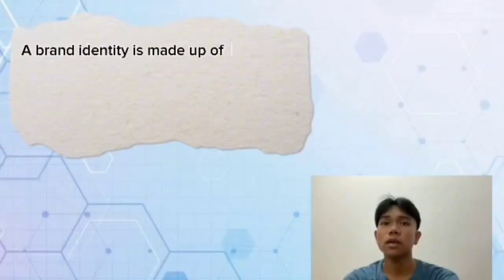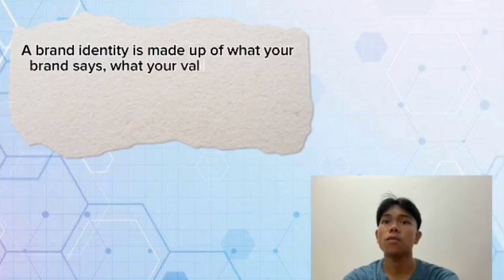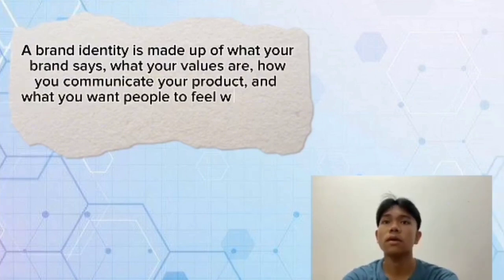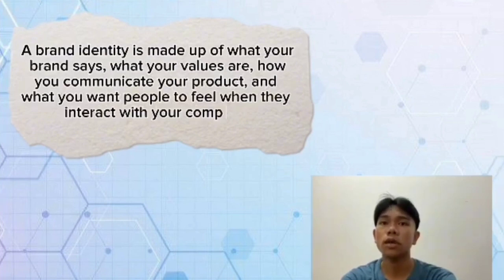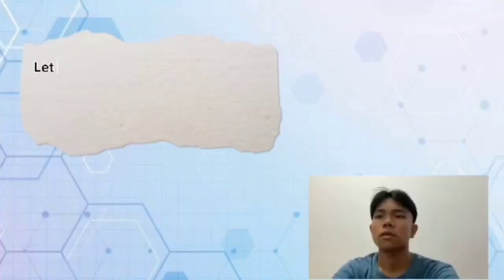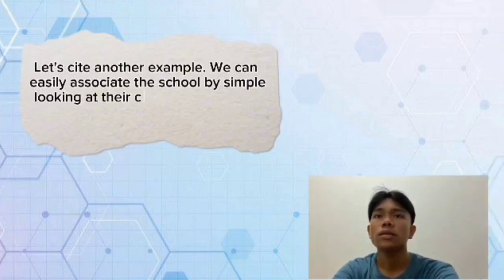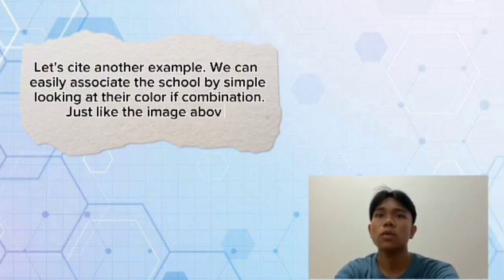A brand identity is made up of what your brand says, what your values are, how you communicate your product, and what you want people to feel when they interact with your company. Let's cite another example. We can easily associate a school by simply looking at its logo, just like the image above.